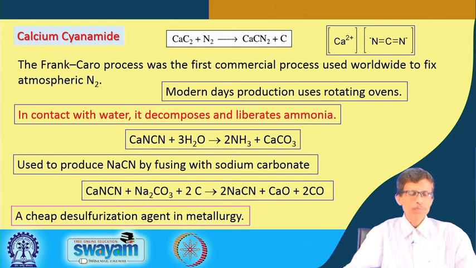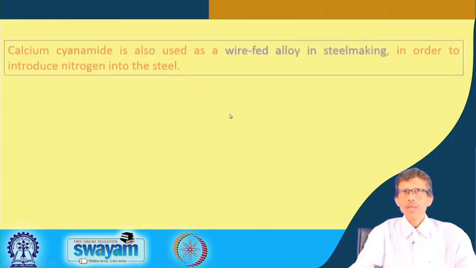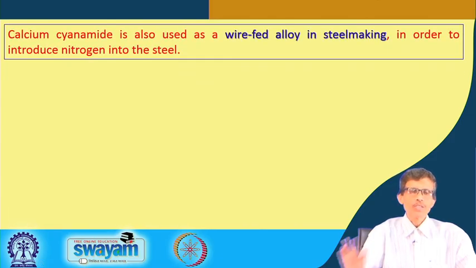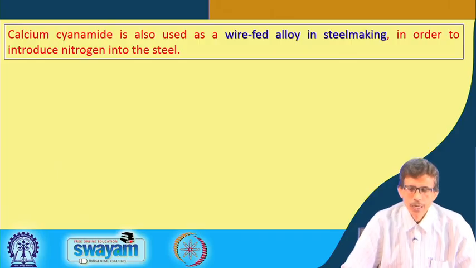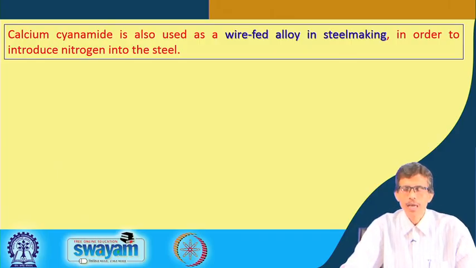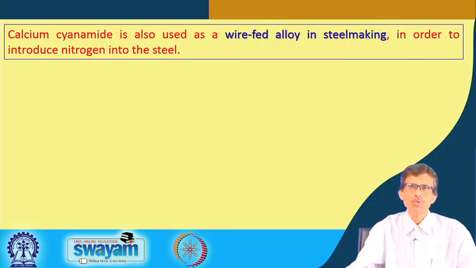So, this particular process is also utilized for desulfurization, because you can take out the sulfur present in the metallurgical processes. So, it is basically a very useful desulfurization agent in metallurgy. This calcium cyanamide is also used very well for wire fed alloy in steel making. While we make this particular type of alloy, we introduce elemental nitrogen into the steel.